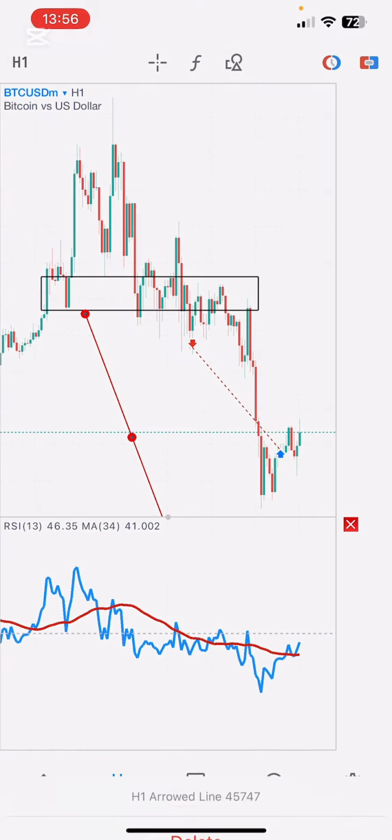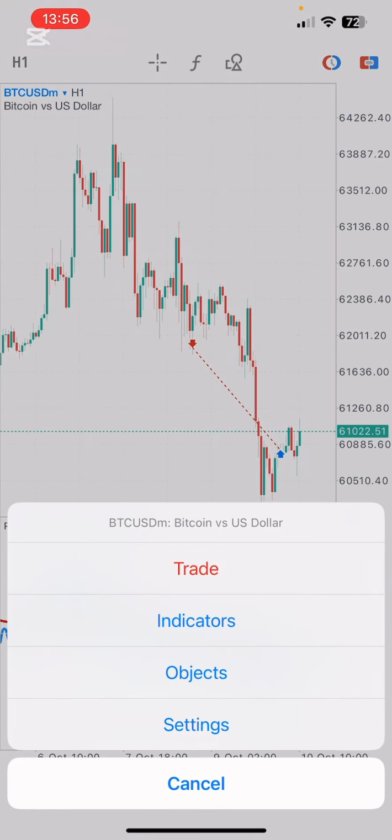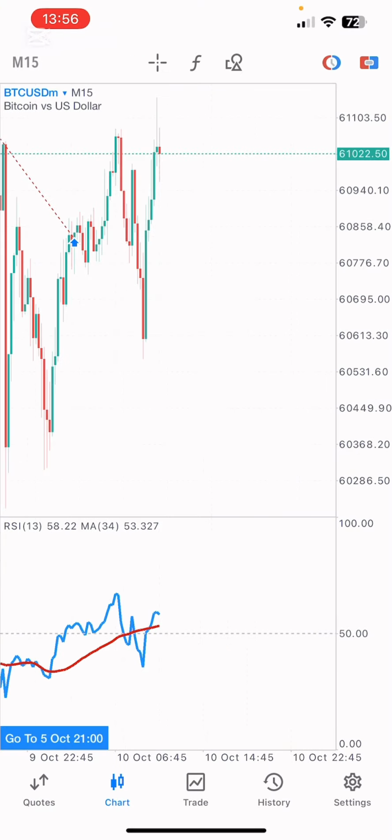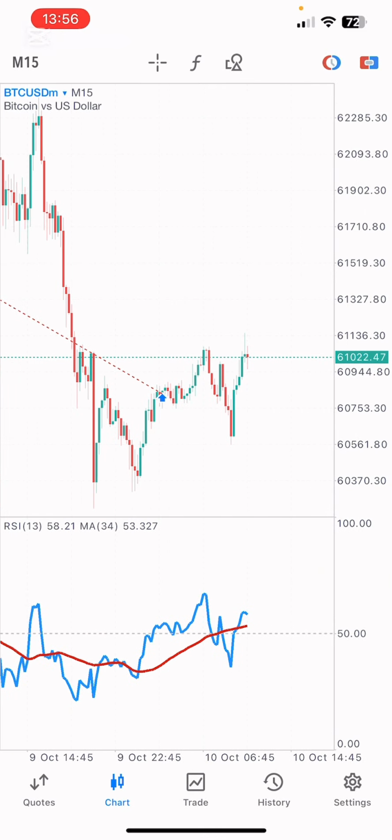But if you are scalping, you have nothing to do with the 1 hour time frame. After doing your top down analysis, the two major time frames you need to focus on are the 5 minutes and the 15 minutes. So you come here, let's go to the 15 minutes. I'll show you guys. This is what I'm trying to talk about.